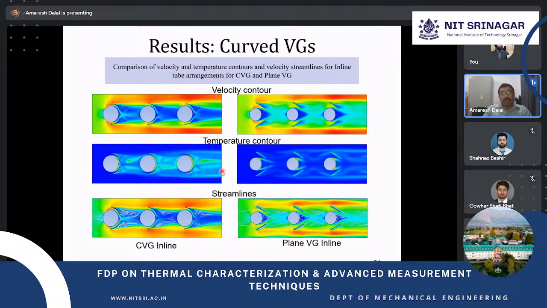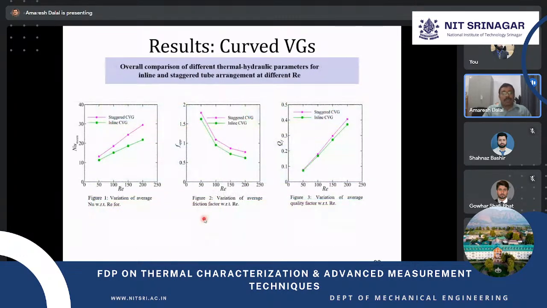This is the velocity contour, temperature contour, and streamlines. So there is a difference. Now you can see the comparison of Nusselt number, friction factor, and quality factor. We have first compared staggered versus inline. The staggered case gives higher heat transfer at any particular Reynolds number, and although the friction factor is high, the overall quality factor is higher in the staggered case. That we have also observed in the case of the straight vortex generator.